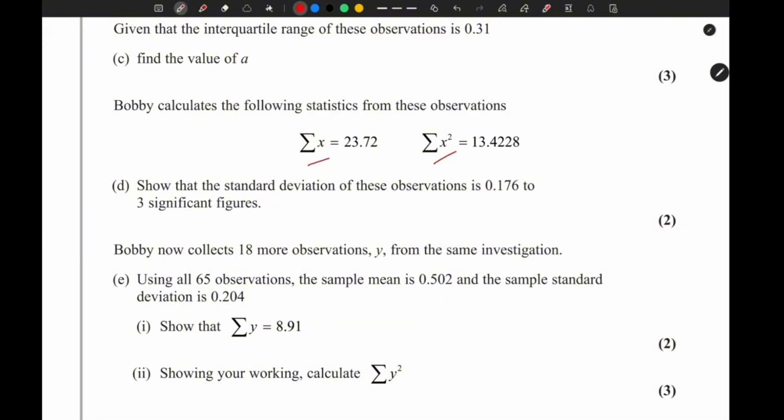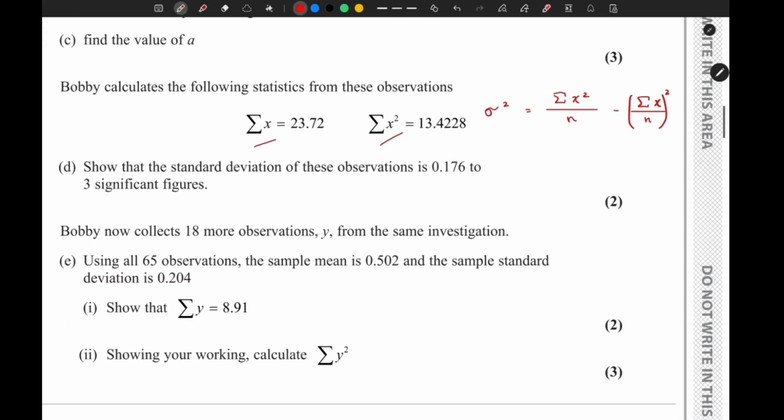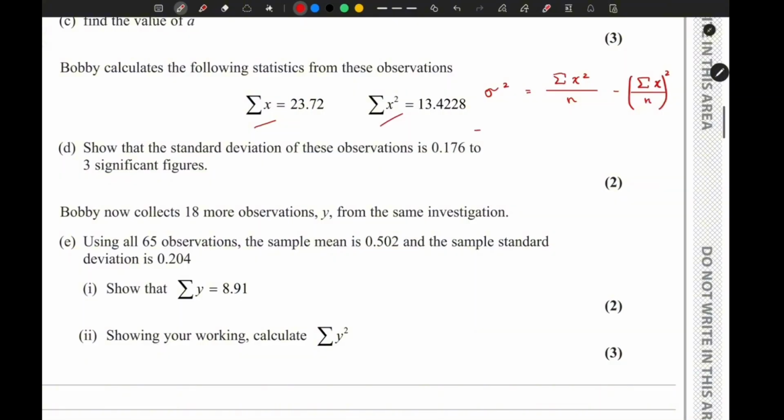So we know that the variance is equal to the summation of x squared divided by n, minus the summation of x divided by n, whole squared. So this is the variance. Now, in order to calculate the standard deviation, you just need to root over this whole thing.